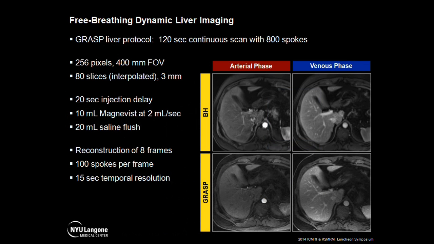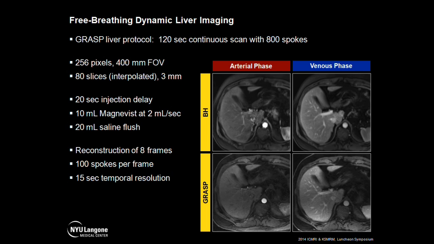On the next slide, you can see our current liver GRASP protocol for dynamic liver studies. We are currently acquiring data for 120 seconds, and in this time we are sampling 800 spokes. The contrast agent is injected 20 seconds after the start of the scan. In the reconstruction, we combine 100 spokes into a single image. This means we get 8 images, each with a temporal resolution of 15 seconds, which is sufficient to fulfill the timing requirements of dynamic liver MRI.